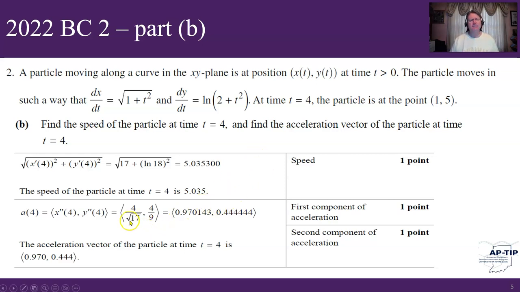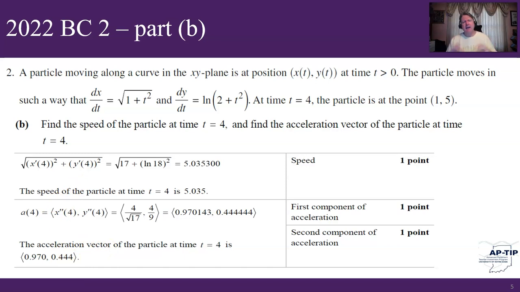And of course, evaluate each at t equals 4. An unsimplified vector form could look a little bit like this, or a decimal approximation would look something like this. Again, we would look to the first 3 decimal places. That would be an exemplary response that would earn the 2 points awarded for the acceleration vector. Once again, a student doesn't have to declare their answer like we've seen in both of these portions.